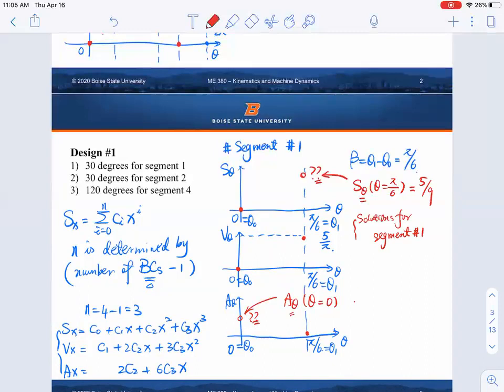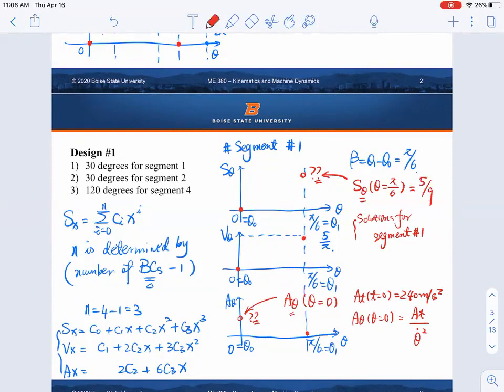And the acceleration: we know that the AT at time equals 0 is 240 meters per square second. And then your A theta at theta equal to 0 should be AT divided by theta dot square. That's how you find your A theta.